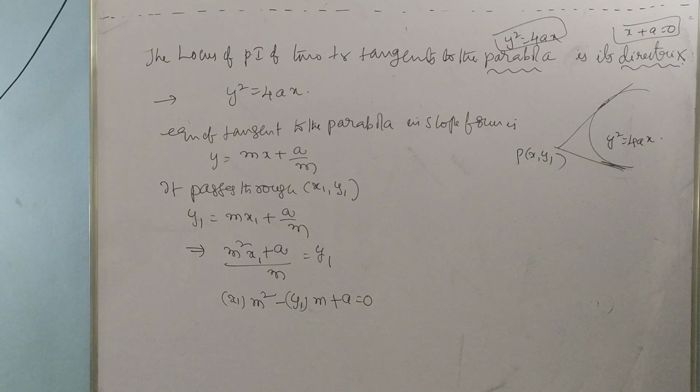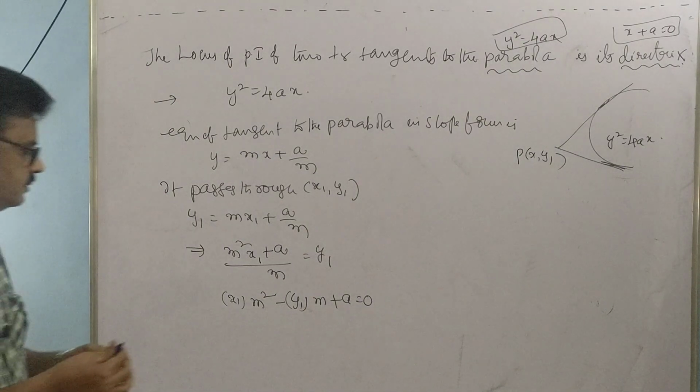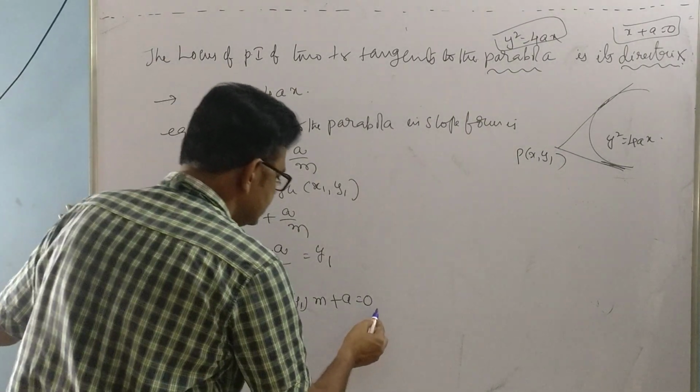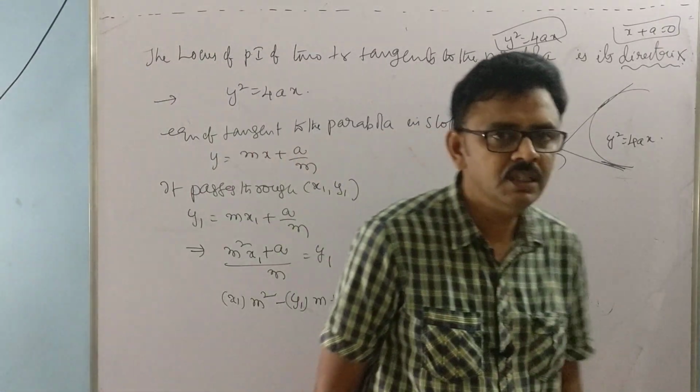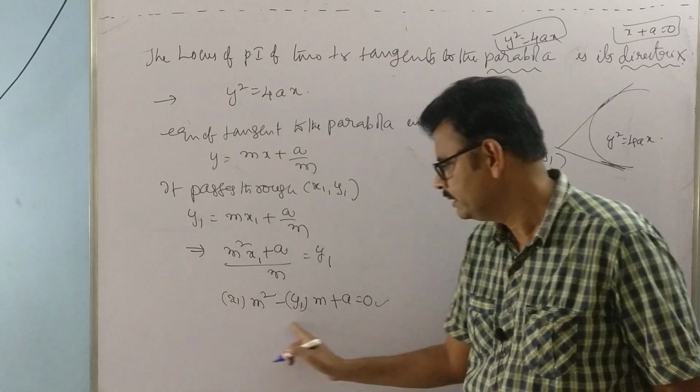Yesterday we did one problem: equations of tangents drawn from the point (10, 4) to the parabola y² = 9x. Same process. Which is a quadratic equation in terms of m.